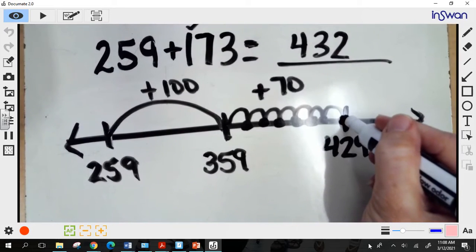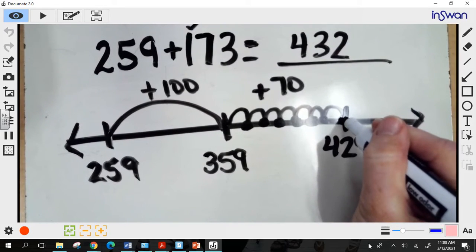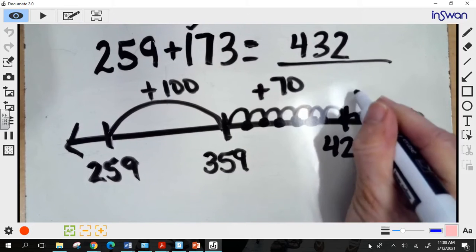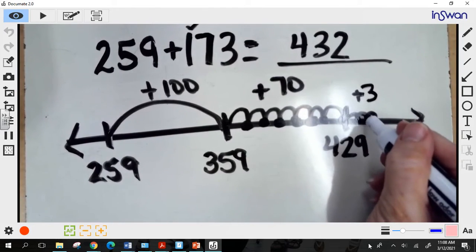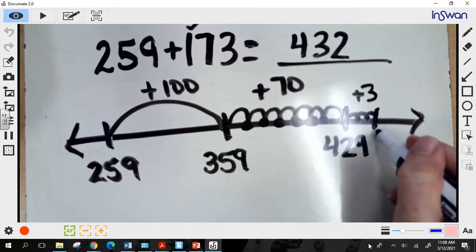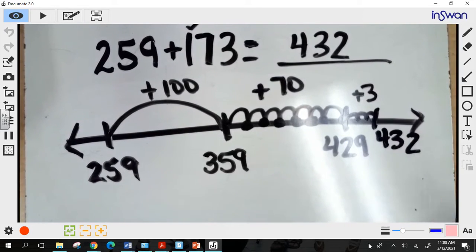Now I can add my 3. So 429 plus 1, 2, 3. Plus 3, 430, 431, 432. I got the same answer 3 different ways. You choose which strategy is best for you.